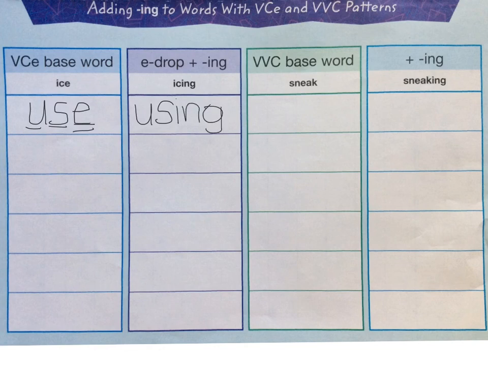Now we're going to talk about our base words that have the VVC. Let's use the word rain. We have rain, which is spelled R-A-I-N. Find your word sort card that has rain and put it under the VVC base word. You're going to notice you have your two vowels A and I, and then you have your N at the end. What happens with our VVC base words is all you have to do is add an ing, and you do not change the base word at all.